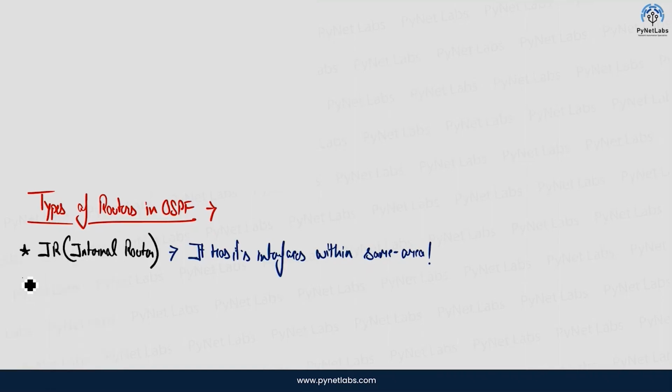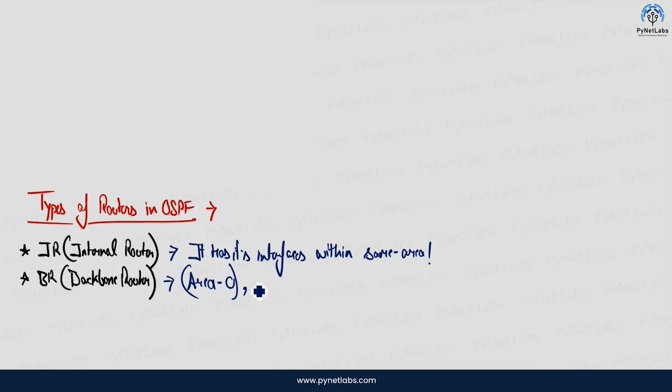Then second we have BR, which we call the backbone router. This backbone router is something where area 0 is configured, because we know that area 0 is the transit area, or we can say the main and important part of your OSPF network.